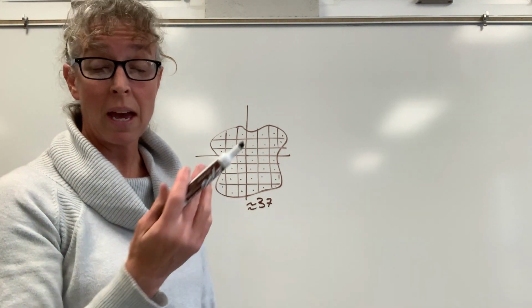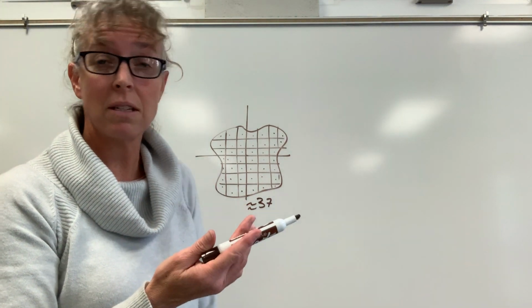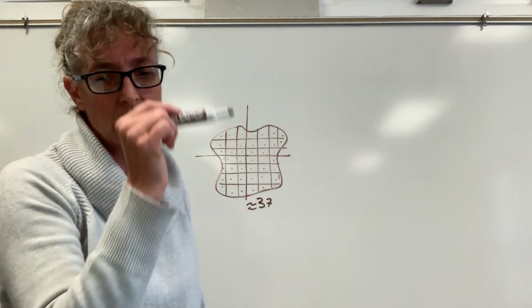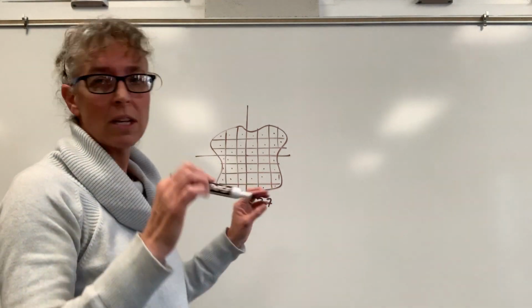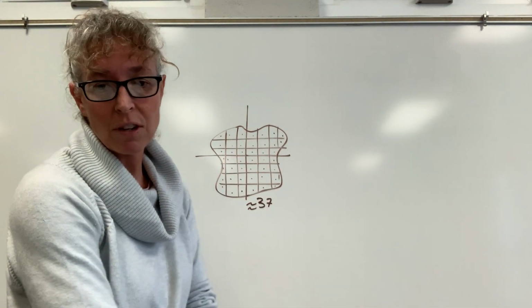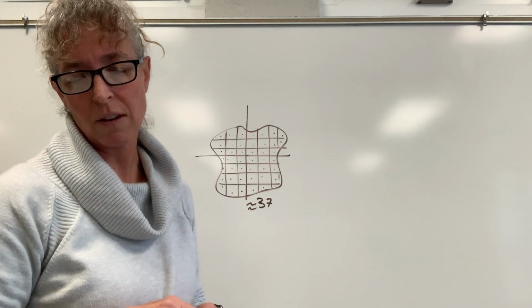You may have a totally different answer than somebody else by a couple, because you estimated it a little differently than they did. So just count the full squares and count the partial squares to make up the difference and give me that number. That's all you have to do for those.